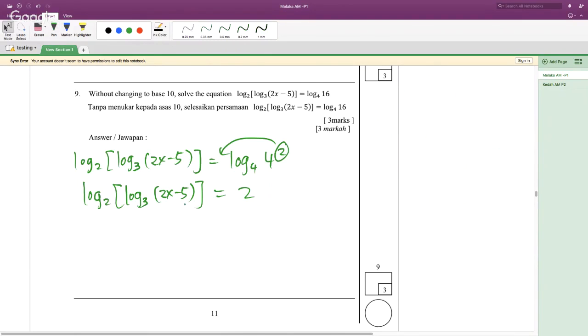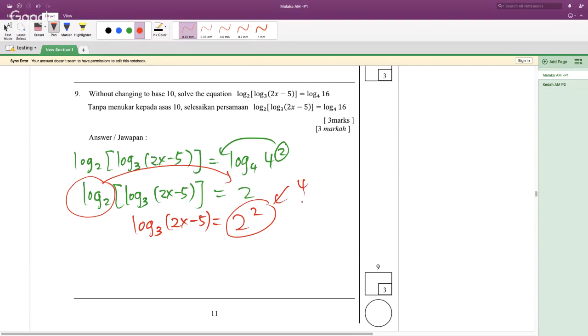Then what I will do is, like just now, the log base 2 I will move to the other side. The 2 here will become the number, and the 2 will become the power. So therefore, I have log base 3 of 2x minus 5. All right, this one basically, if you understand, is just 4.